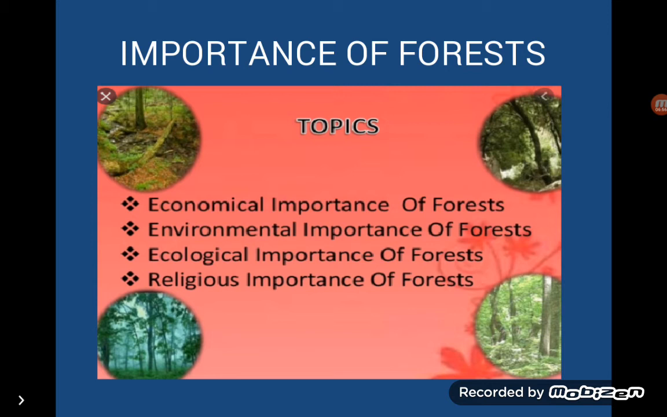The roots of the forest plants and trees hold the soil together, thereby preventing soil erosion. Forests also prevent soil erosion by preventing floods that wash away the top layer of the soil.